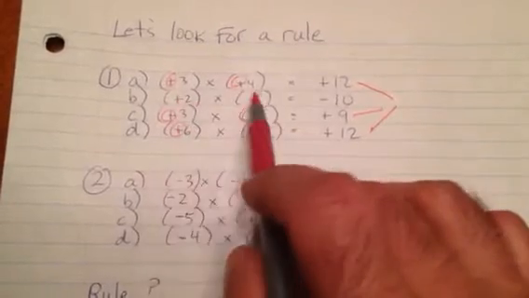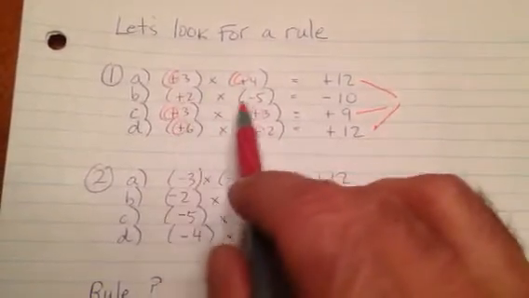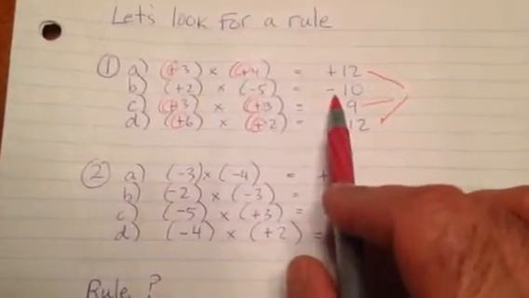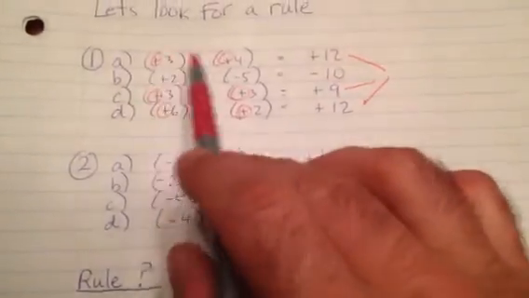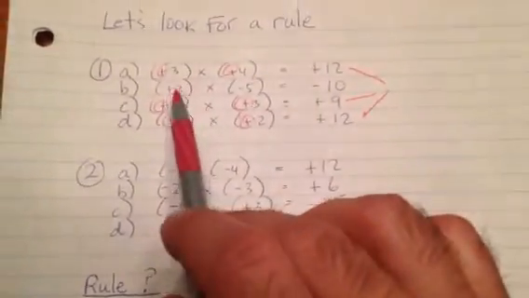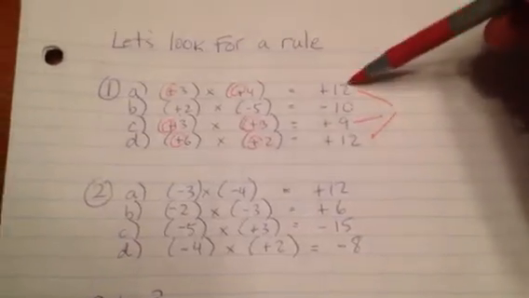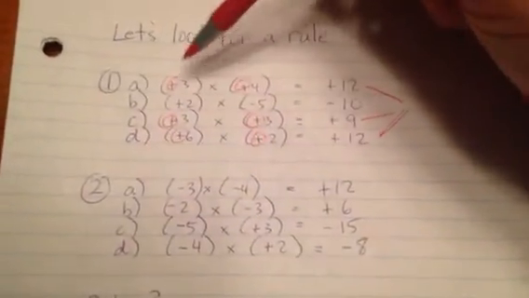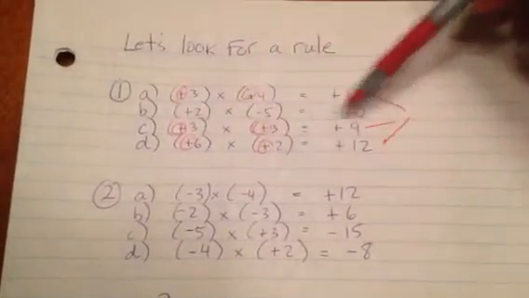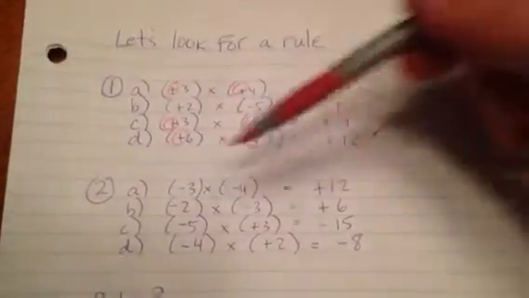And when the signs were different, the answer was not positive. When the signs were the same, they were positive. When the signs were different, they were negative. The numbers themselves, it looks like you can just still multiply. 3 times 4 is 12. 2 times 5 is 10. 3 times 3 is 9. 6 times 2 is 12. Wonder if that works down here. Well, let's take a look.